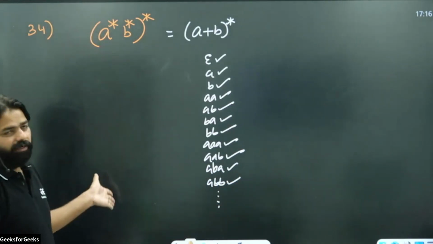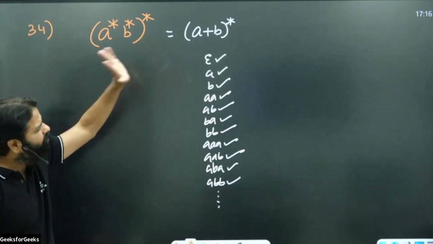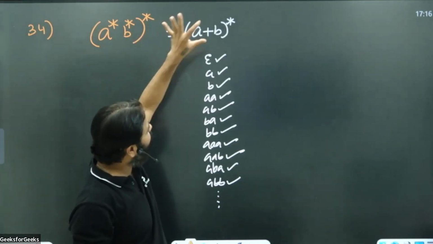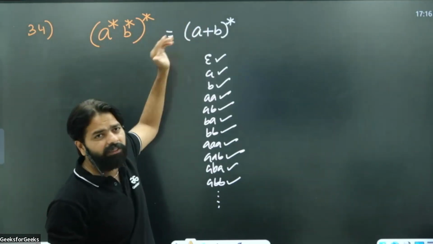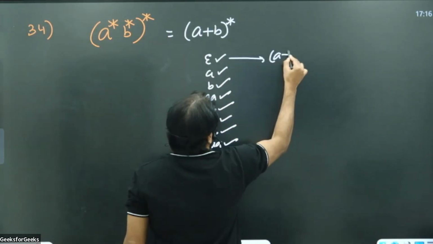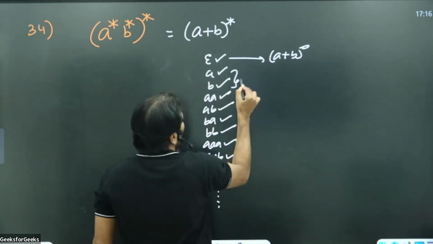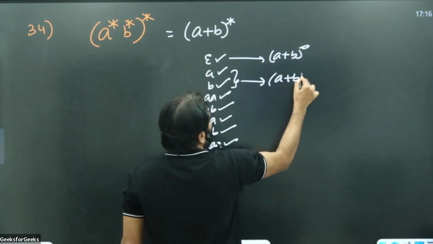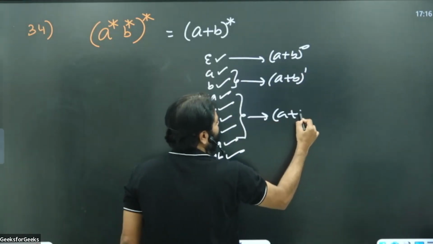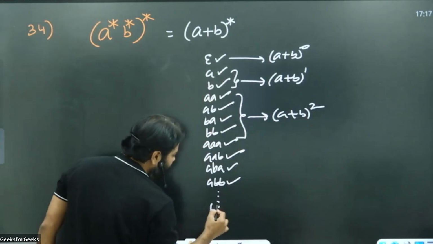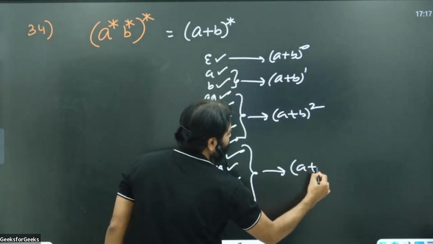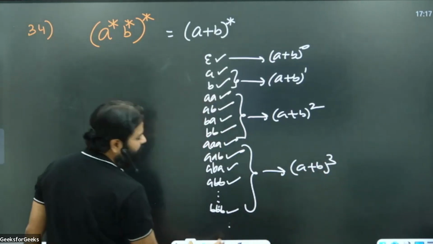you can also get from here. That everybody knows because A plus B whole star generates every string: power 0, power 1, power 2, power 3. That means 0 length, 1 length, 2 length, 3 length, everybody is generated. Correct? This epsilon is what? A plus B power 0. This A and B what? A plus B power 1. And this A plus B power 2. And like this here, till triple B is a 3 length. So they are A plus B power 3. And it generates every power.